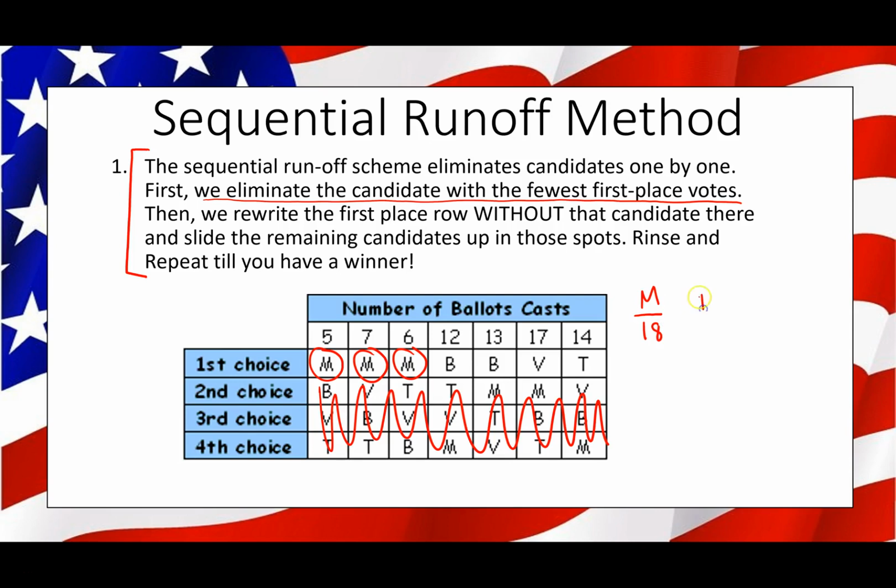Okay, what about B? How many first place votes does B have? Well, 12 plus 13 is 25. How many first place votes does V have? 17. And what about T? 14. So who do we eliminate? We eliminate the candidate with the fewest number of first place votes, which totally makes sense. We'd be saying, okay, well, we have to get rid of them. They're not very preferred. Okay, so we're going to eliminate or cross off. Remember how I said I thought this should be the cross off method? Eliminate T. Okay, so we're eliminating T.